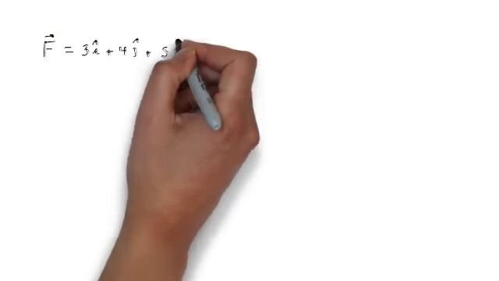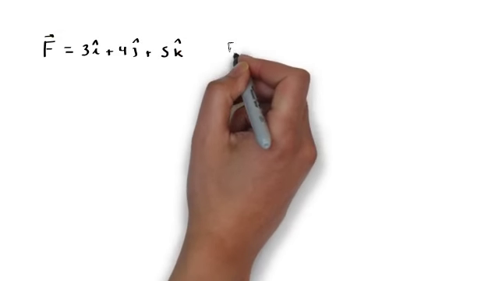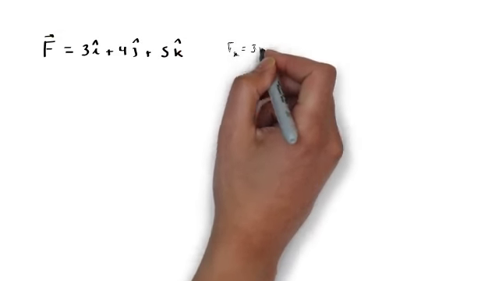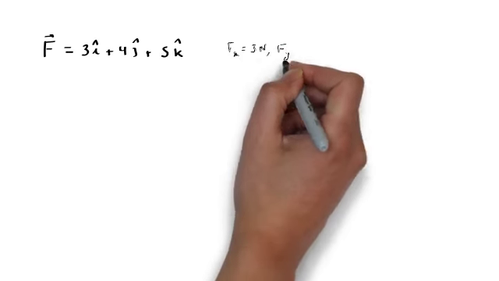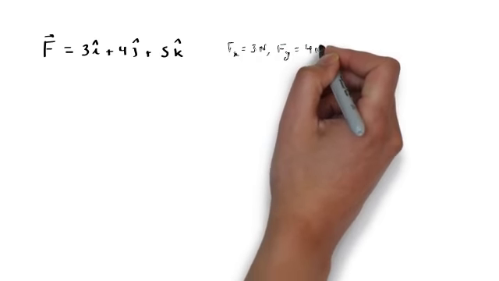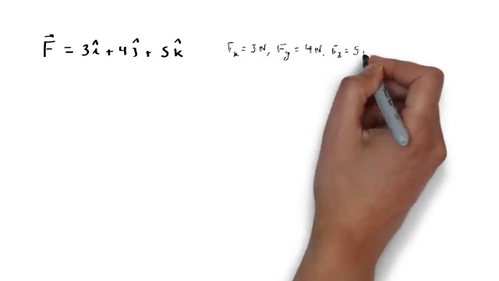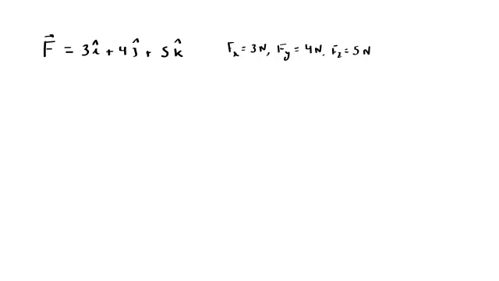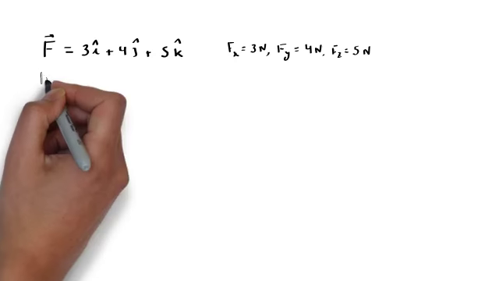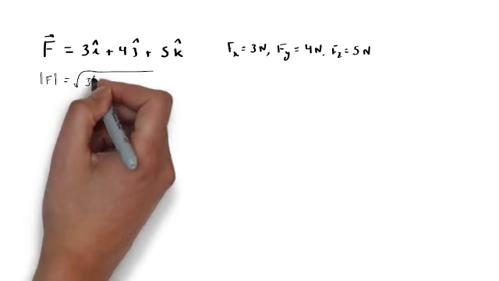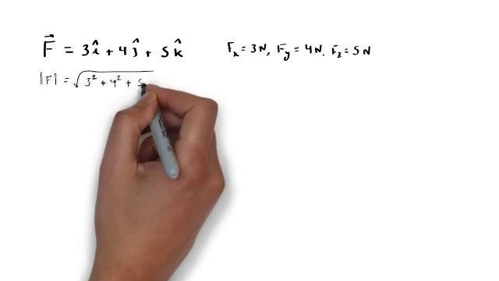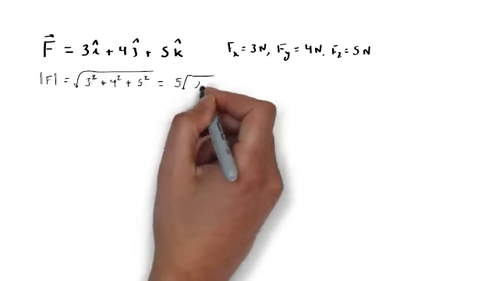For example, if the force acting on a particle is given by F vector equal to 3i cap plus 4j cap plus 5k cap, the x component of the vector Fx is equal to 3, the y component Fy is equal to 4, and the z component Fz is equal to 5. The modulus of the vector can be very easily found to be equal to under root of 3 square plus 4 square plus 5 square, which will be equal to 5 under root 2.